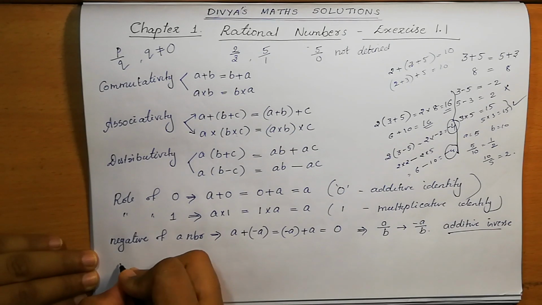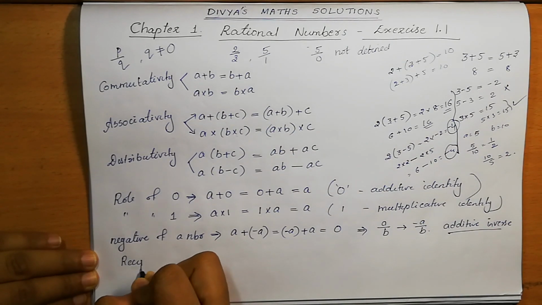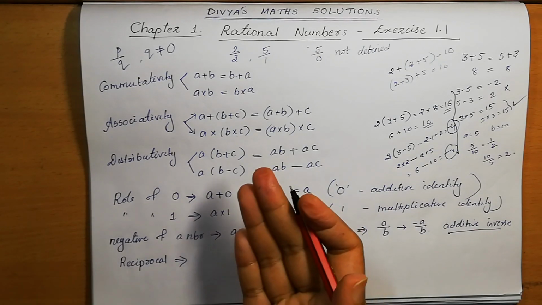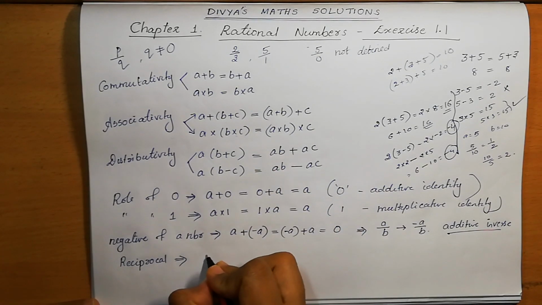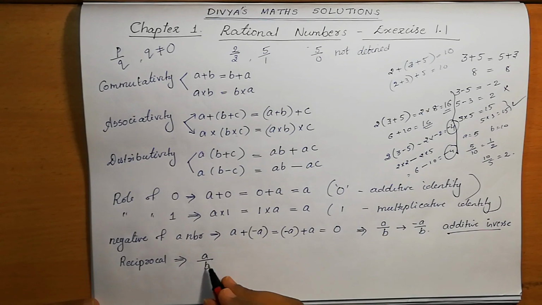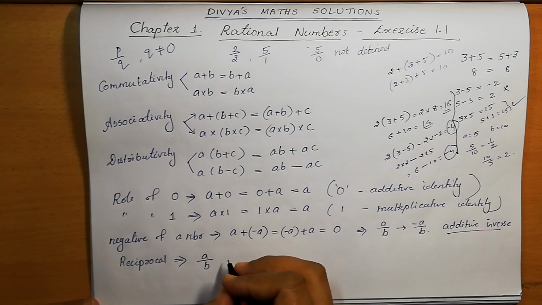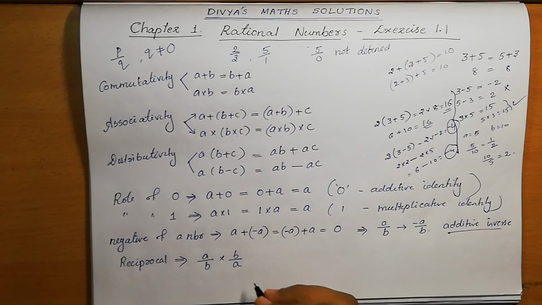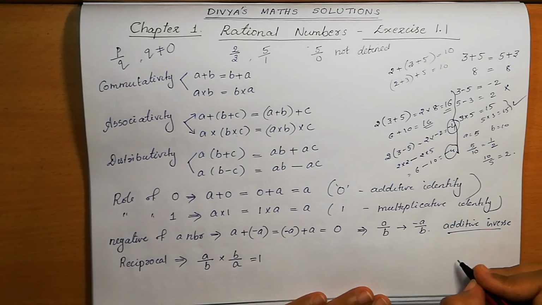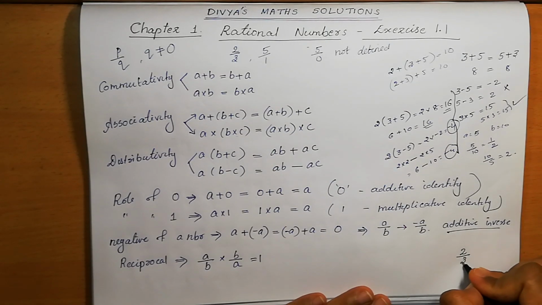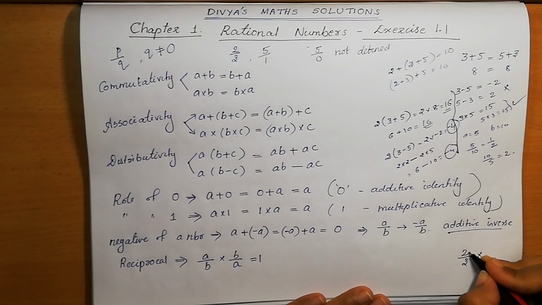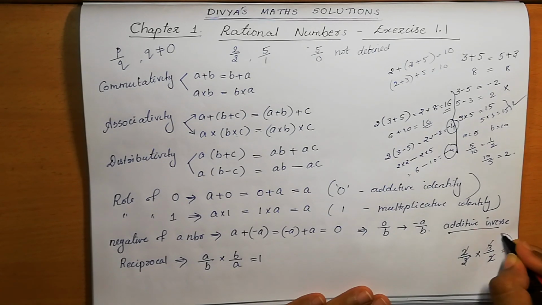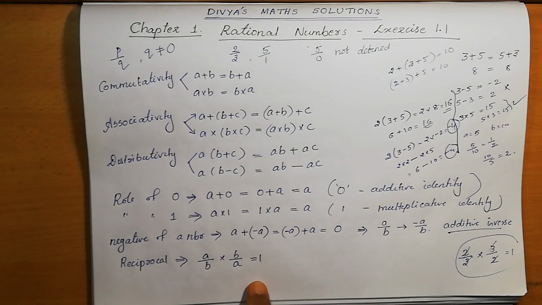Next, reciprocal. Reciprocal means we need to write the just reverse of the number, correct? I am taking the number A by B. What is the reciprocal of A by B? B by A. If you are multiplying a number with its reciprocal, B by A, the answer becomes 1. Take one number. I am taking the number 2 by 3. Multiplying with its reciprocal. Reciprocal of 2 by 3 is 3 by 2. 3 cancel, 2 cancel. Answer is 1. Correct. So this is reciprocal.